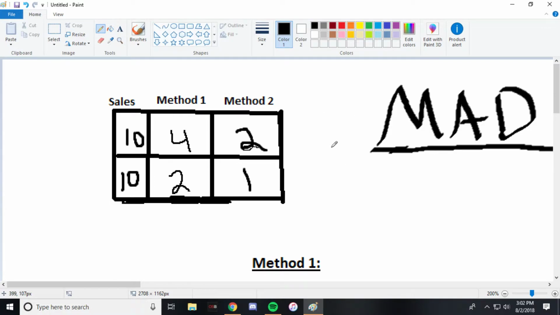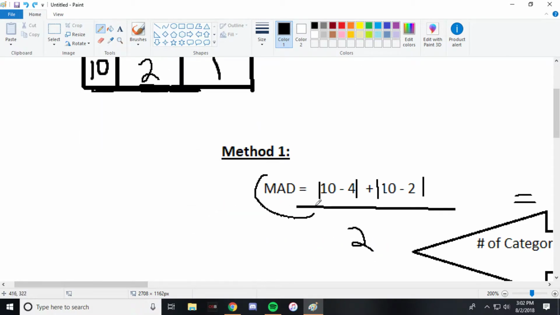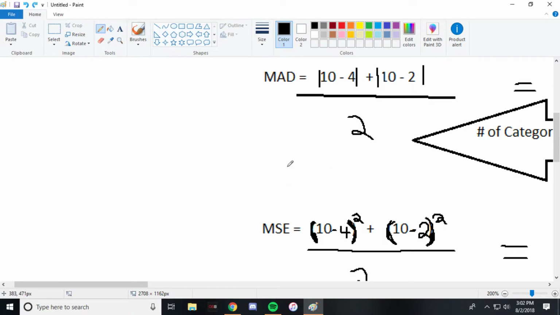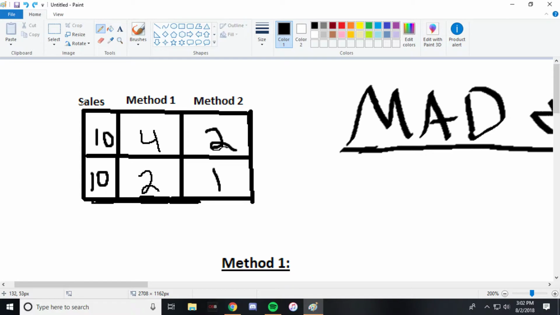So let's go on and get into it. The first thing you want to do is find the MAD and the MSE for each method. For method 1, which is what we're going to do first, MAD is going to be the actual, which is this first column, minus its paired value. And you just go down the row doing that.